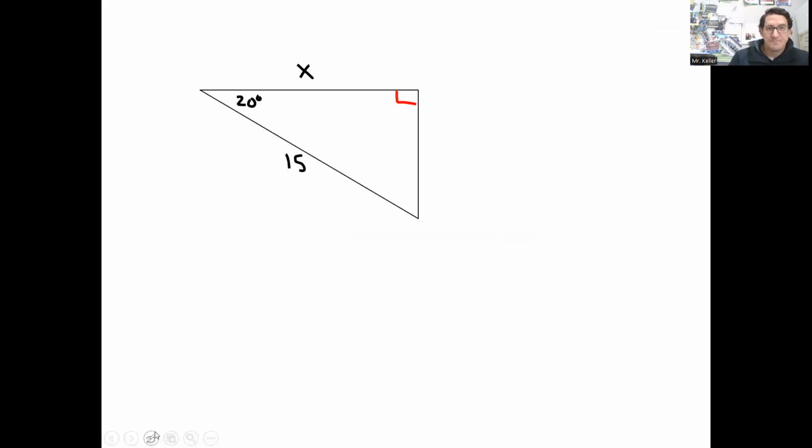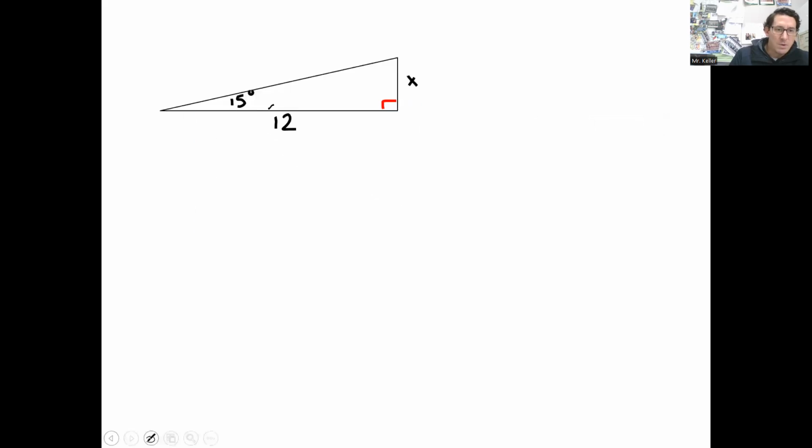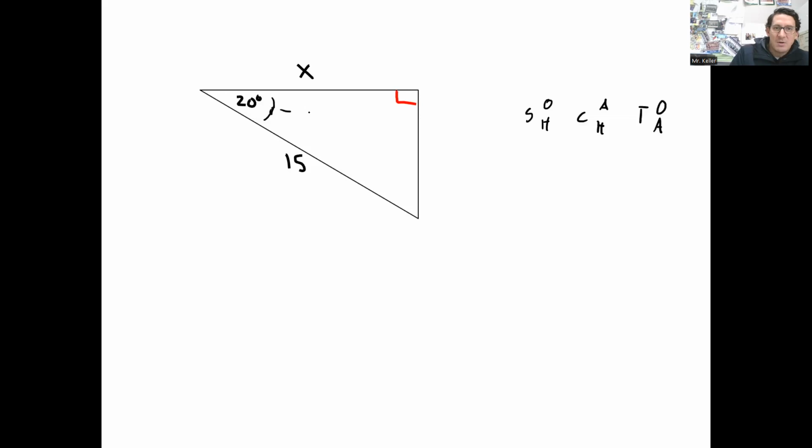So let's do another example. I'm going to write my SOHCAHTOA. I'm going to start off by labeling the sides. So I'm using this 20-degree angle here. Draw my eyeball. The eyeball is looking at the opposite side. The longest side here, across from the right angle, is the hypotenuse. And that means this side left over next to the angle is the adjacent.